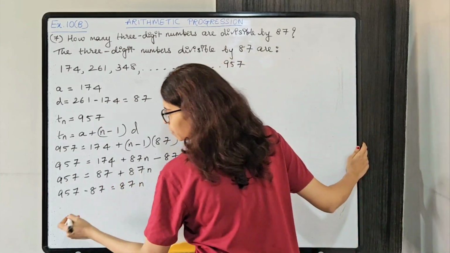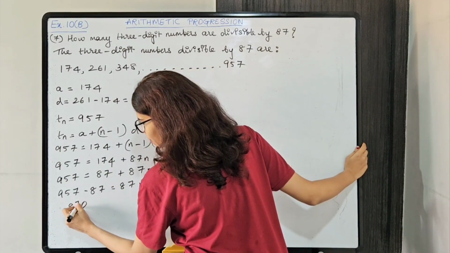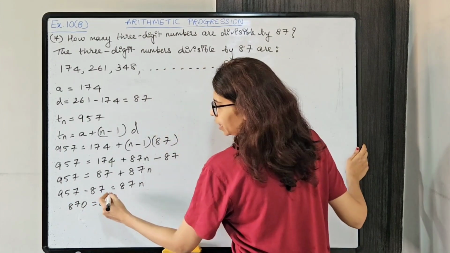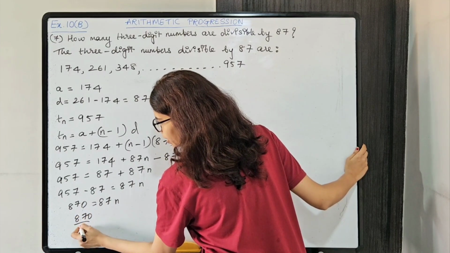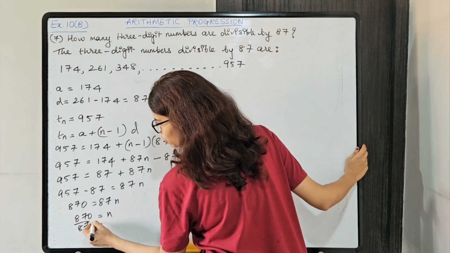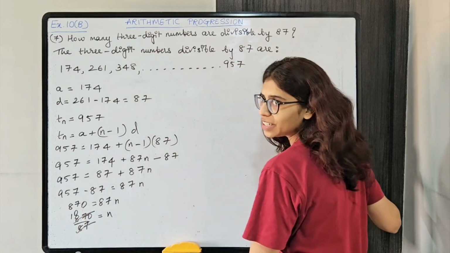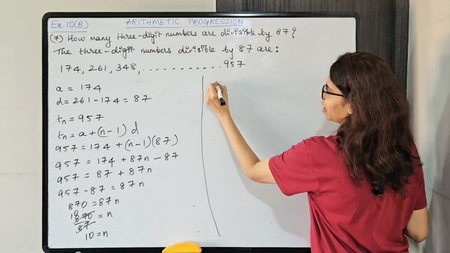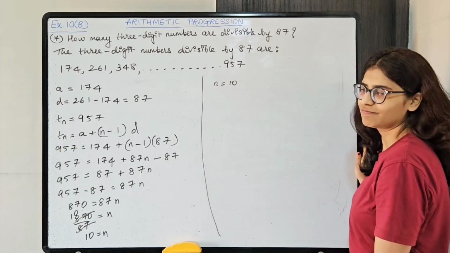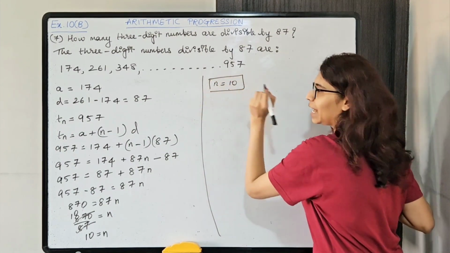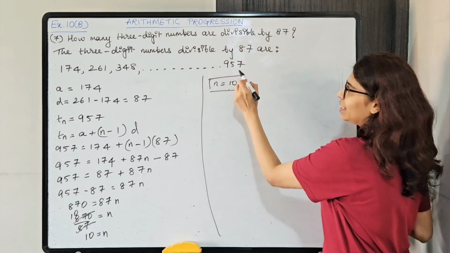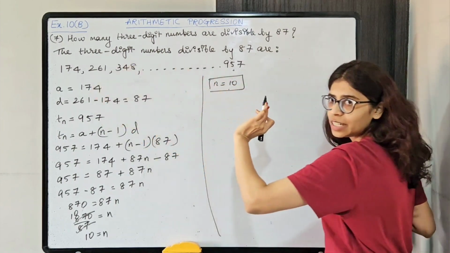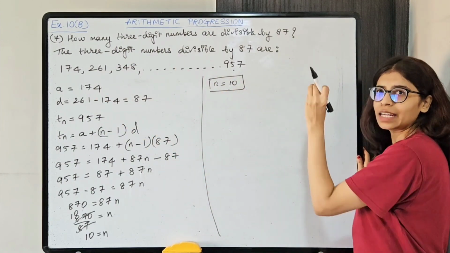957 minus 87 will give you 870. All right. 87 को shift करेंगे. 870 upon 87 is equal to n. 87 tens are 870. So n is 10. Box the value that you're getting. So this is the 10th term. Okay, so 10 3-digit numbers are divisible by 87.